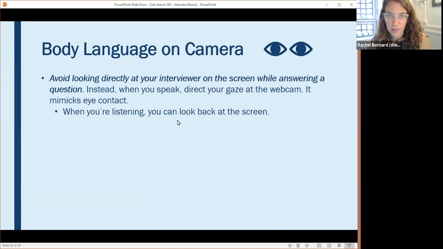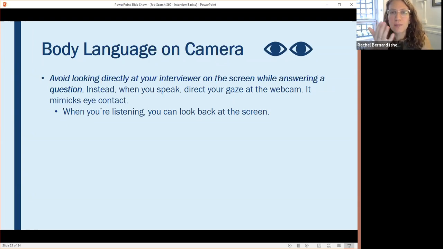Okay, body language on camera. Okay, so this is kind of tricky. In order to mimic eye contact, you need to look at the camera. So right now I'm looking right at the camera and you might feel like I'm making eye contact with you. But if I'm looking to see the audience, and you can see that I'm not, now I feel like I'm looking at Joe, but it looks like I'm looking away. So just keep that in mind.